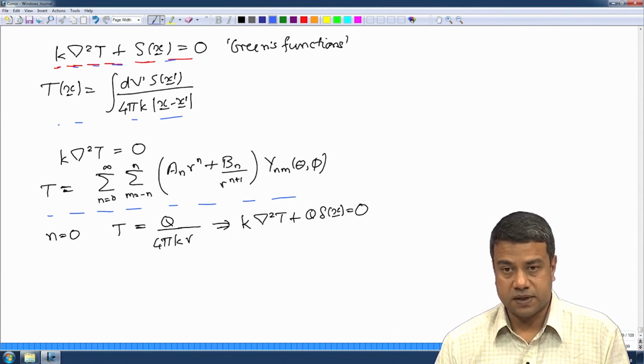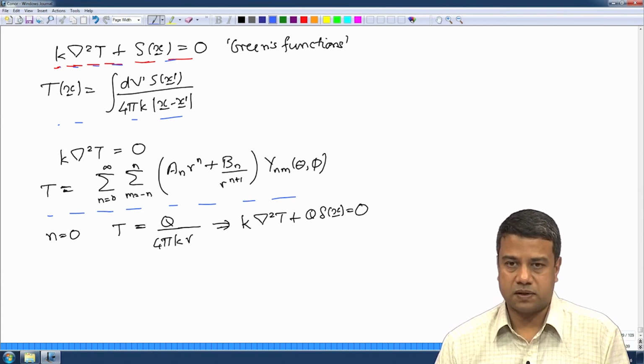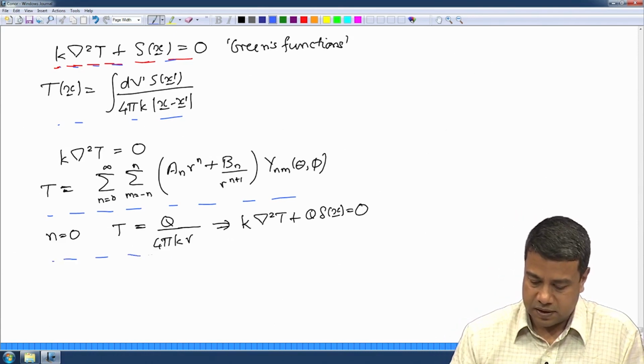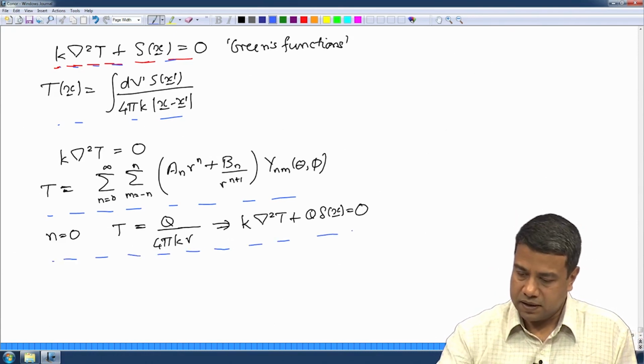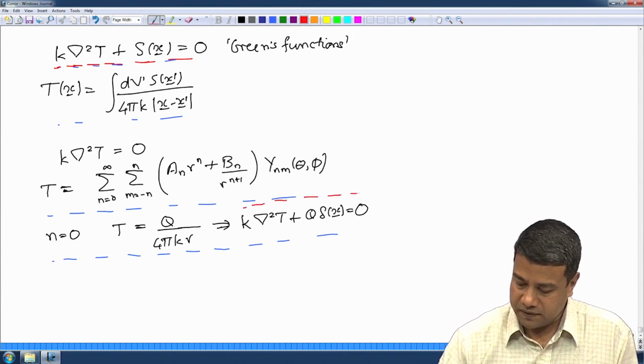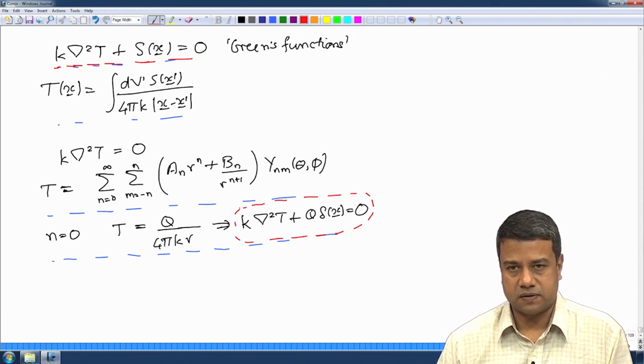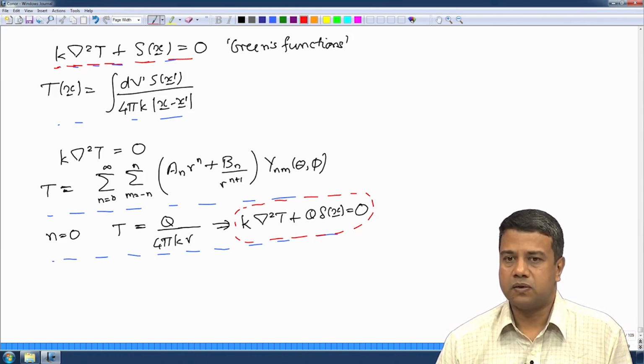So, for n equal to 0, I told you it is a point source. We had already solved the equation for a point source. You just get q by 4 pi k r. That is the exact solution that you get by solving this as well for a point source, a delta function source. What do the other terms in this expansion mean?